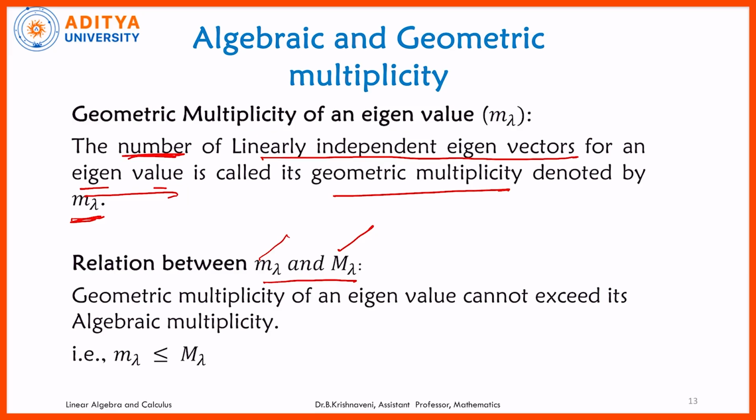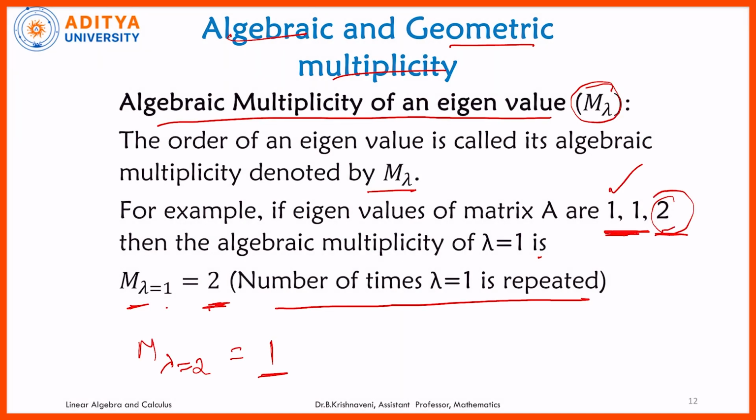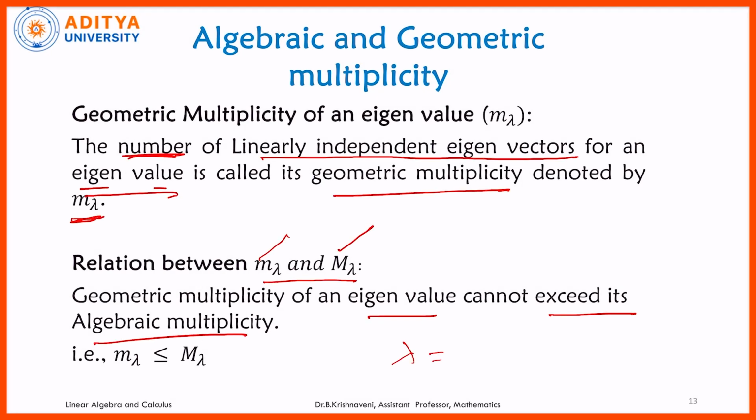The geometric multiplicity of an eigenvalue cannot exceed its algebraic multiplicity. For example, take the previous example, where we got the eigenvalues 1, 1, 2. That means for lambda equal to 1, the algebraic multiplicity capital M lambda is equal to 2. Then what will be the geometric multiplicity? Either it may be equal to 2 or less than 2. So, that is the relation between algebraic multiplicity and geometric multiplicity.